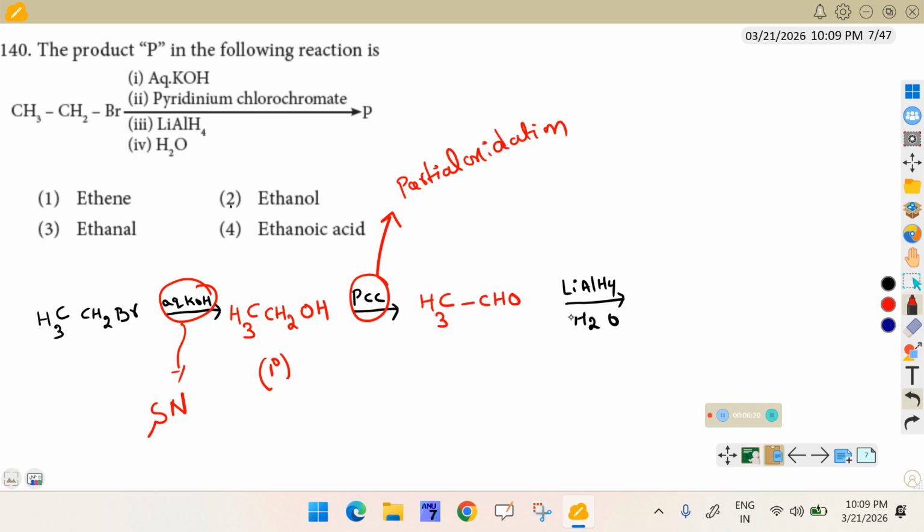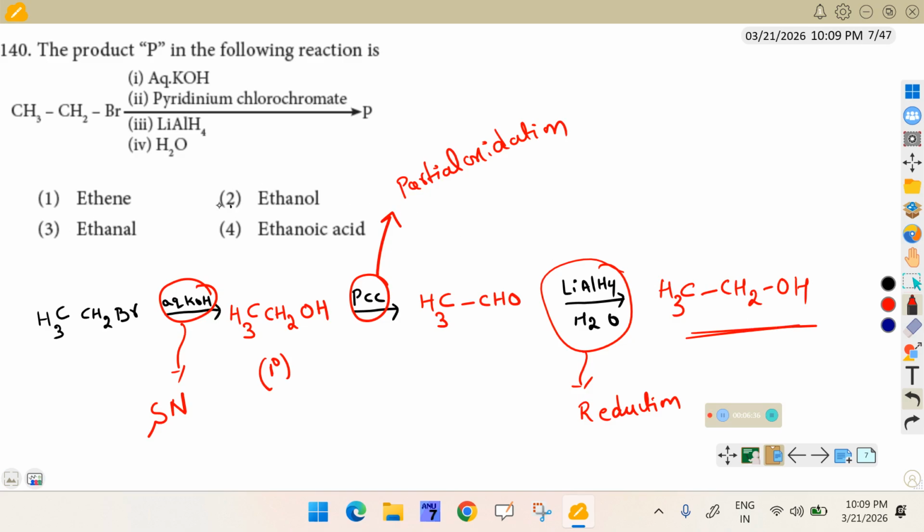Then it reacts with LiAlH4, H2O. Then a reduction process takes place. Aldehydes undergo reduction. Then it gives alcohols. It gives CH3CH2OH. P is ethanol.